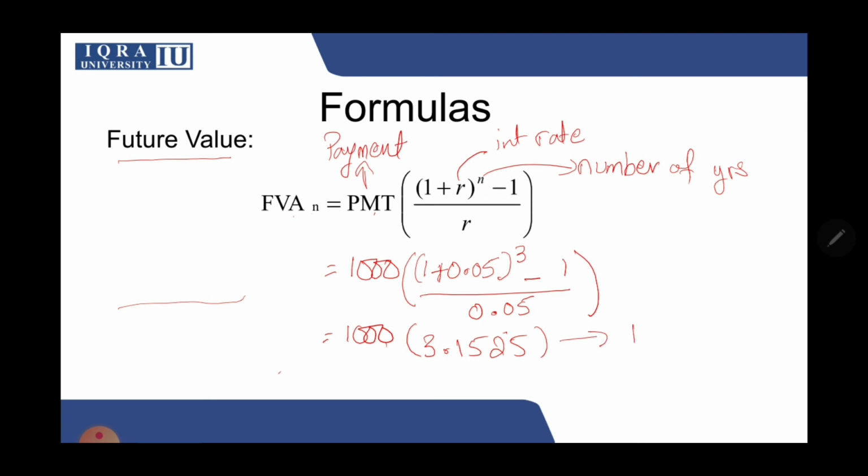This 3.1525 is called your future value annuity factor. Now if you multiply this by 1000, again you get the same answer. And you can see that you don't have to put the 1000 again and again over here. You just place it one time and you use the power over here, power 3, and you get the direct answer. So this is what the annuity formula does for you.